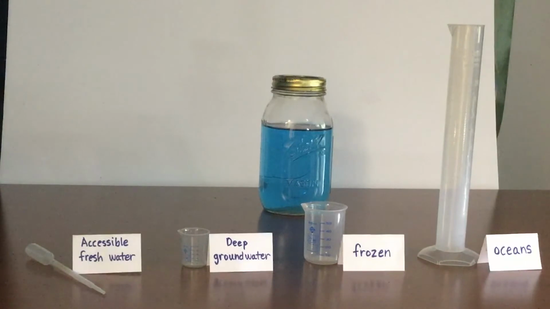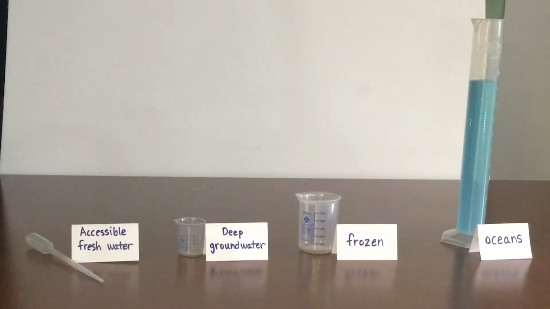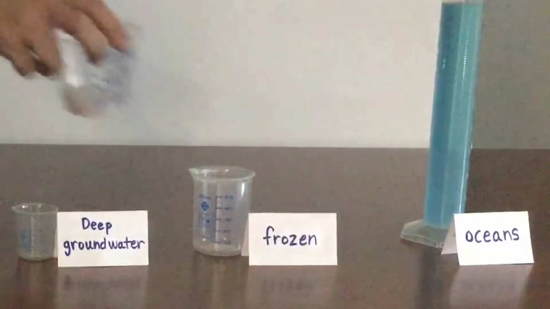If you guessed that most of our water on our planet is in the oceans as salt water, you're right. Over 97% of our water on our planet is in the oceans as salt water. Is this water that we can use in our everyday life? Of course not. The reason that we can't use this water as drinking water or accessible water is because it's full of salt.